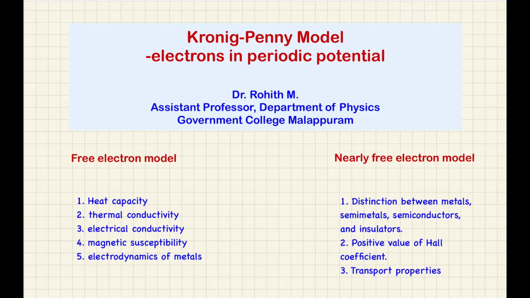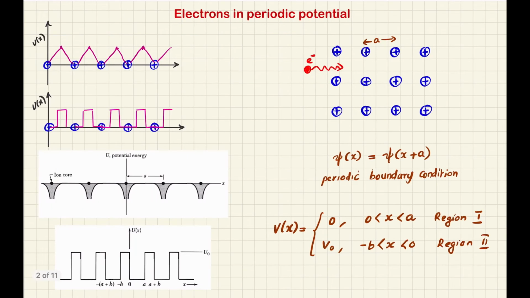In the nearly free electron model, electrons interact with the periodic potential in the lattice provided by the ion cores. So, here we assume a model in which the electrons are moving in a periodic potential. This model is called the Kronig Penney model. In a lattice, you have a periodic arrangement of positive ion cores, and the free electrons are the conduction electrons in the material.